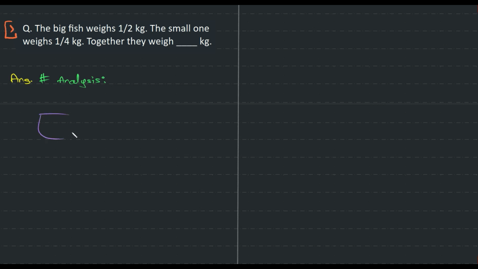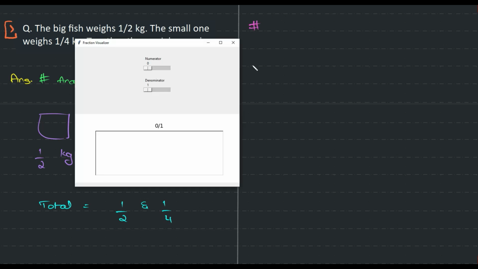We have two things. One is a half kg, 1 by 2 kg fish, and the other is a 1 by 4 kg fish. Now the question is, what is the total of 1 by 2 and 1 by 4? To help us with this, we'll go back to making use of Panda. So 1 by 4 looks like this.